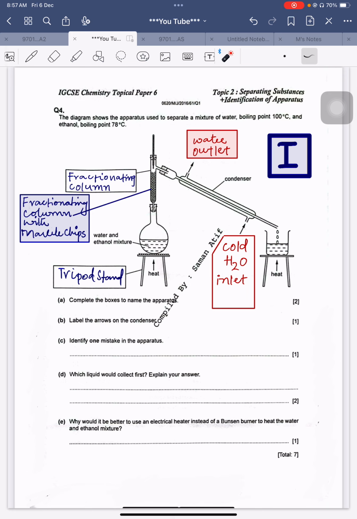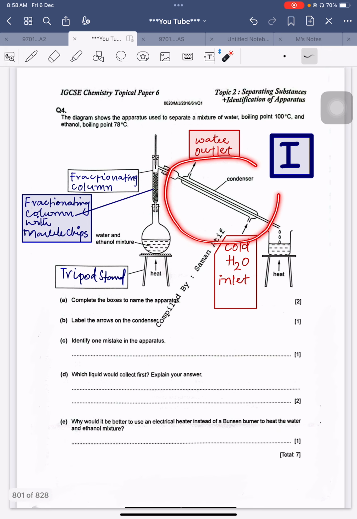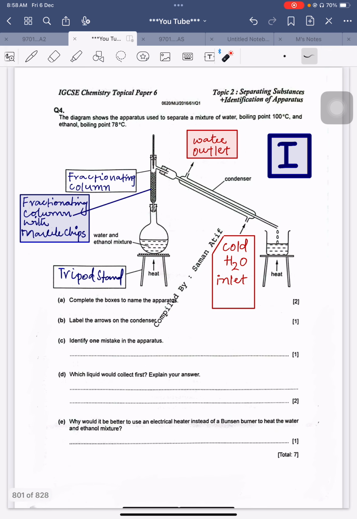Okay. So if the examiner is asking only this, what is this? You can say it is called a fractionating column. But if the examiner asks about this part, you have not to write only fractionating column, rather you have to tell about the filling as well. So it is a fractionating column with marble chips inside. Whereas what about this? This is called a condenser, and this is called a tripod stand. So complete the boxes and name the apparatus.